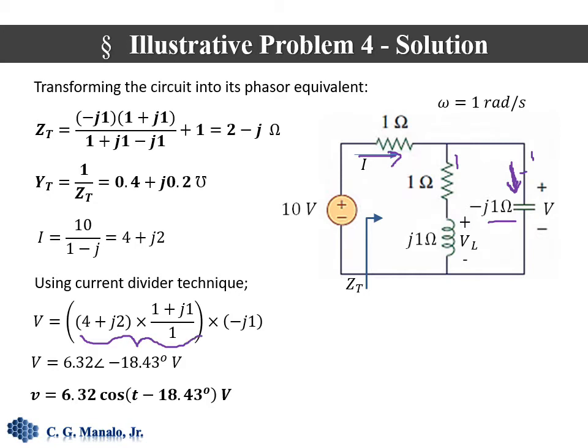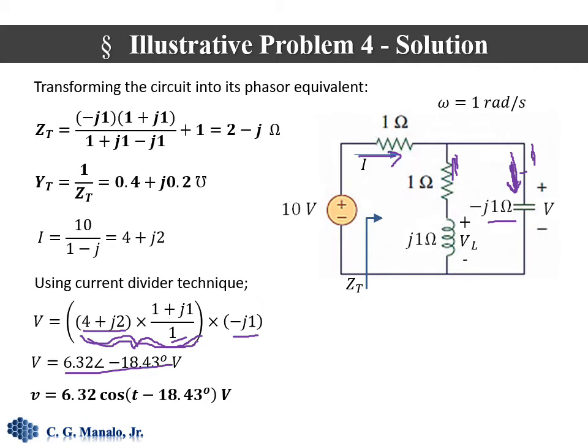So we said that this current is equal to the current that flows through the parallel combination, which we know to be 4 plus j2, multiplied by the impedance on the other branch, divided by the total impedance of this branch and this branch, which is 1 plus j1 minus j1, which is simply 1. And we multiply this entire thing with the capacitive reactance of the capacitor, and that should give us this result.